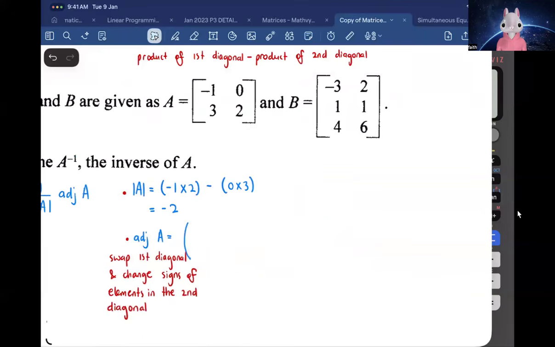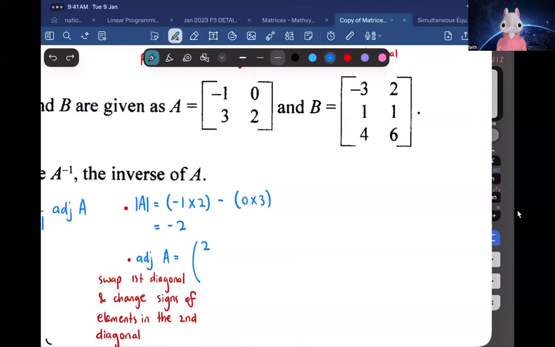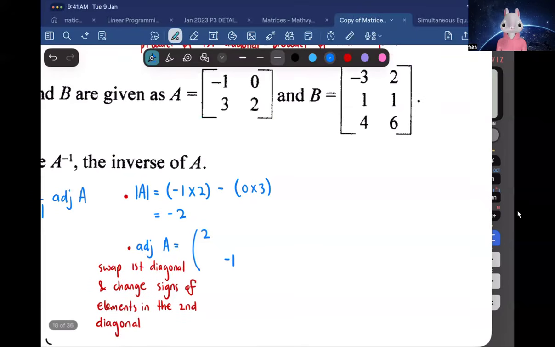So, I'm going to write 2 first, over here. I'm just swapping, that's all. The -1 I'm going to put over here, and the 2 that was over here, I put over here. So 2, and then -1, then 3, and then 0.